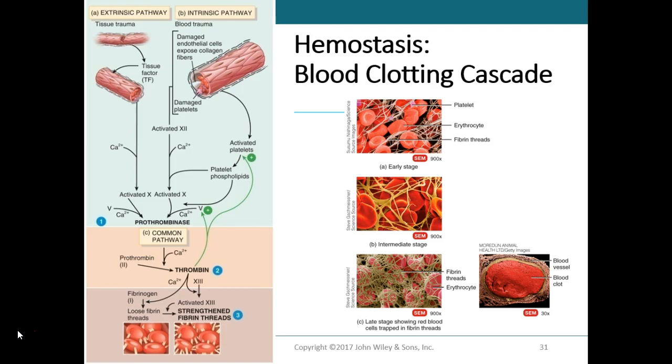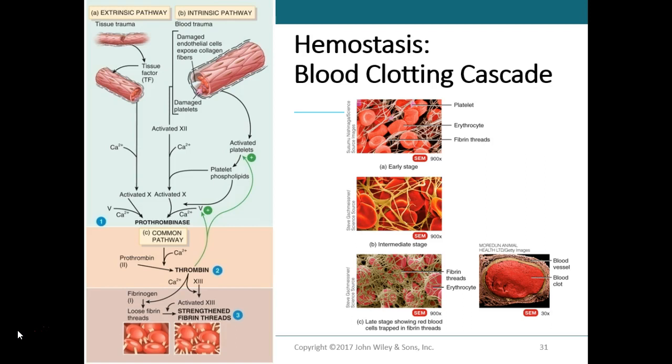Vascular spasm is not going to remain in place, right? So a spasm only lasts for so long. In order to really stop that blood from leaking out of that vessel, we've got to form a clot. So clotting is what is known as coagulation.